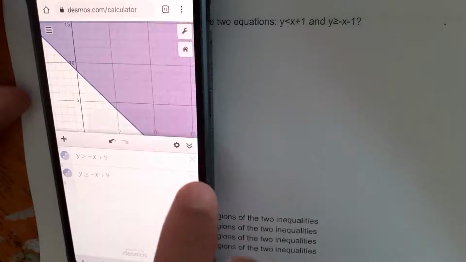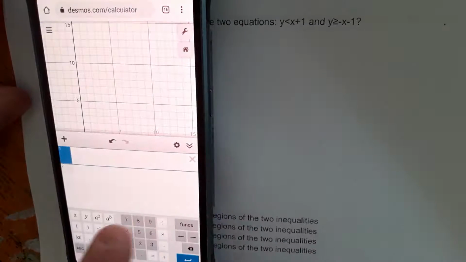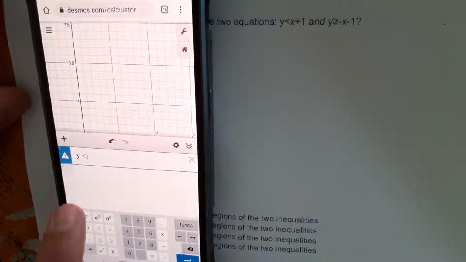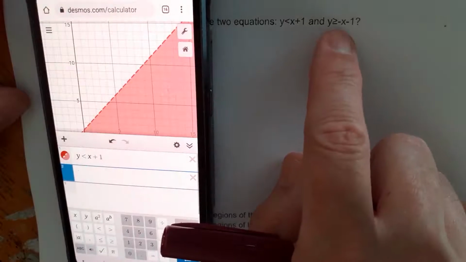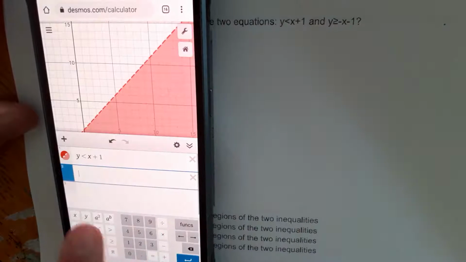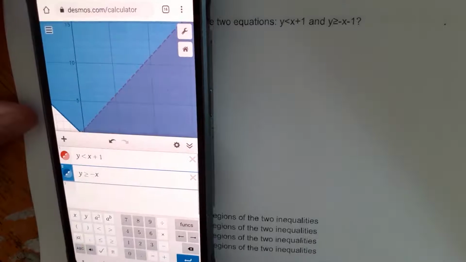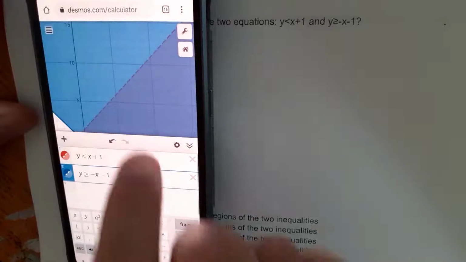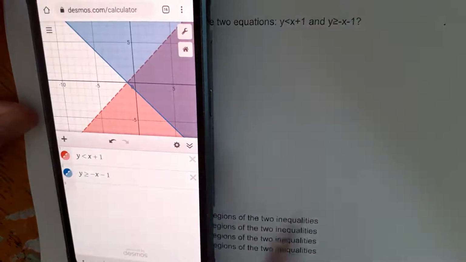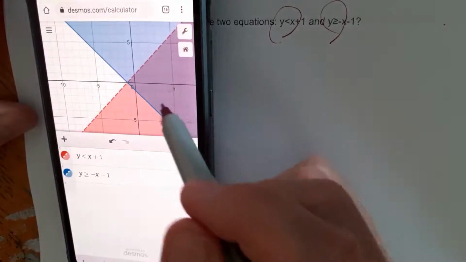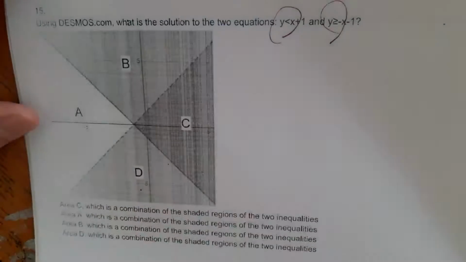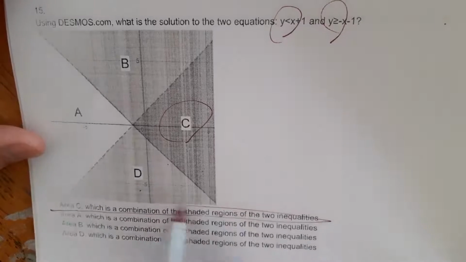I'm going to just clear these. There we go. y is less than x plus 1. And this one is y is greater than or equal to negative x minus 1. Move this over so we can see it. This is going to be the dashed line. This is going to be the solid line. And the solution is the combined shaded region here. So it looks like C.